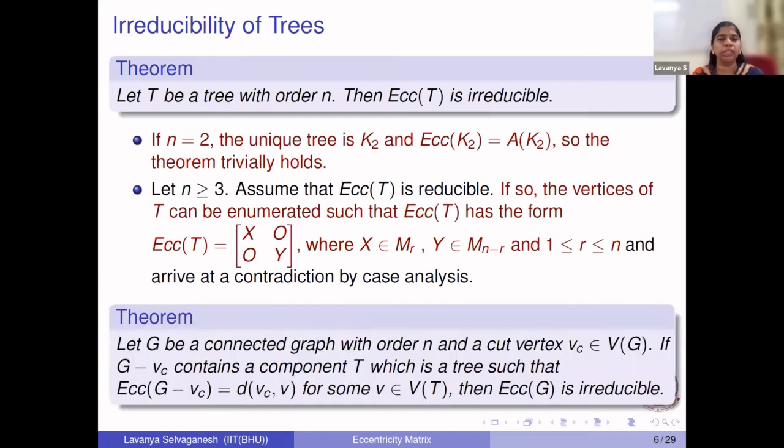As an extension of this, if we have any connected graph on n vertices with a cut vertex Vc, and if deleting this cut vertex, G minus Vc, contains a component which is a tree, such that the eccentricity of Vc is the distance between Vc and any vertex of the tree, then again the eccentricity matrix is going to be irreducible. This gave us a lot of insight. The proof for this theorem is again a detailed case-by-case analysis, so I will not go into that proof. If anybody is interested, I'll put up the reference at the end.